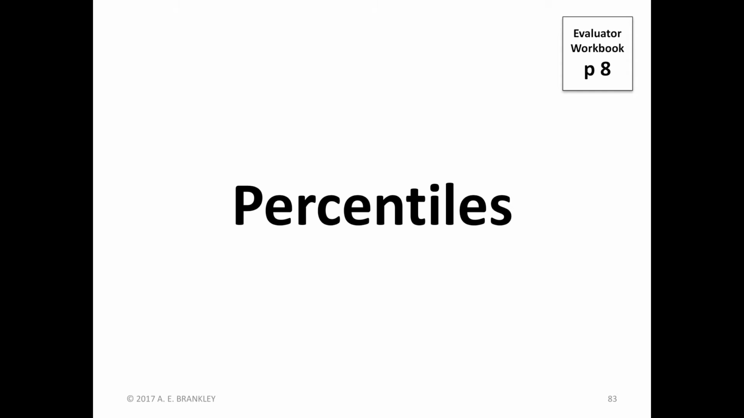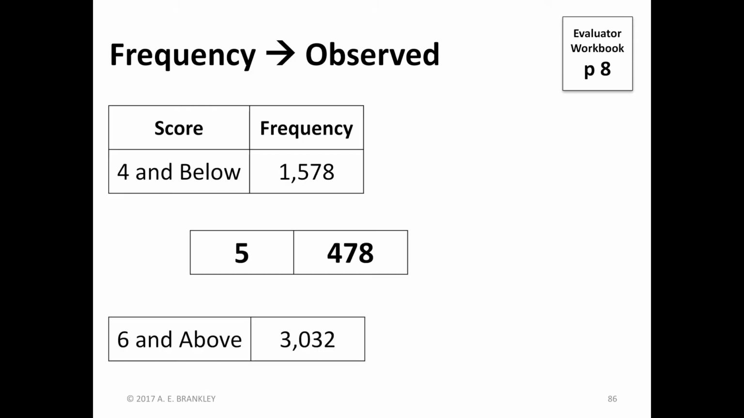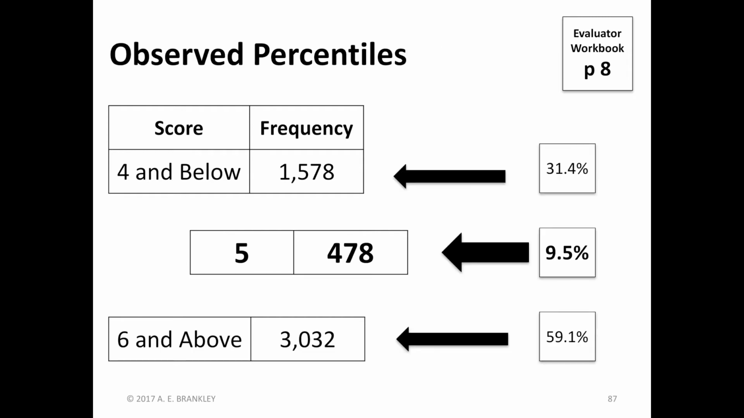A more precise way to talk about the distribution of scores is to use percentiles, which have been updated with our new normative sample. We created percentiles by taking our raw frequency data and first turning it into observed percentages. To do that, we took each score, in this case a score of 5, and divided the number of people with that score by the total sample size, and then multiplied it by 100 to give us the percent of people with that score. In this case, the percent of people with a score of 5 is 9.5.